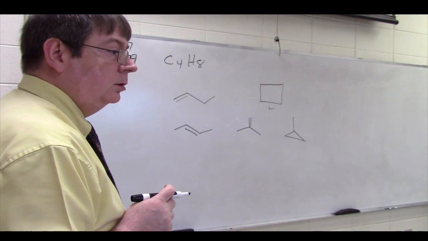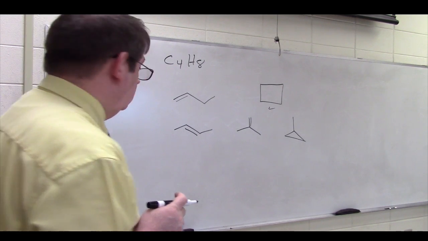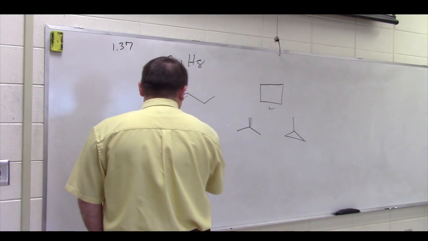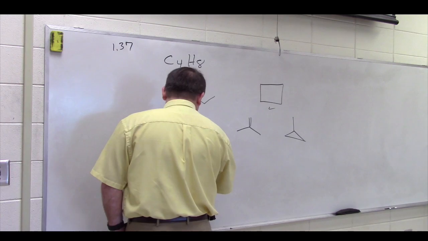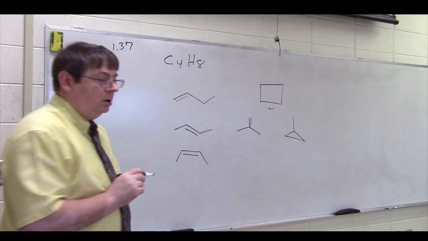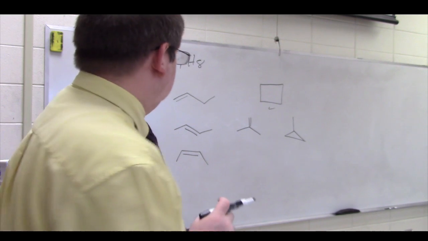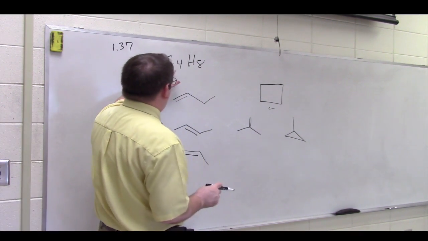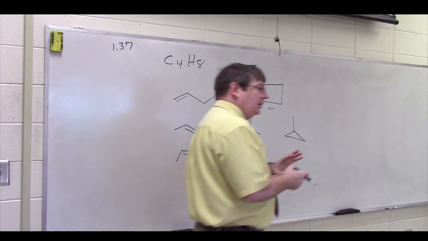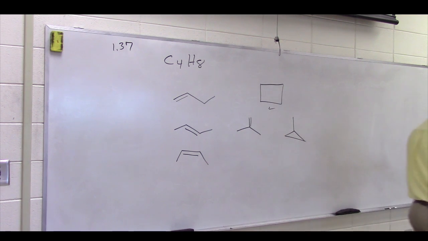There's one more. That's different as well, right? So if I just give you 4 carbons and 8 hydrogens and ask you to play with them, you can come up with that many different structures. How are those structures related to one another?